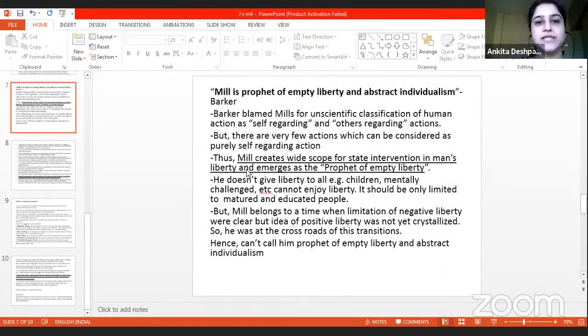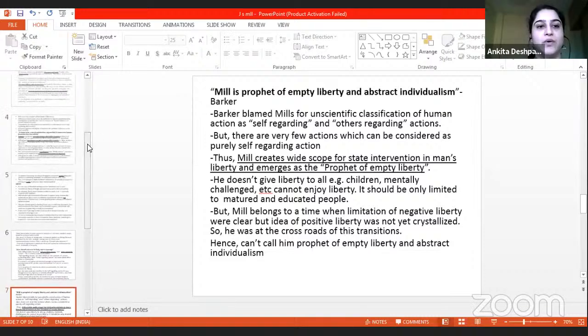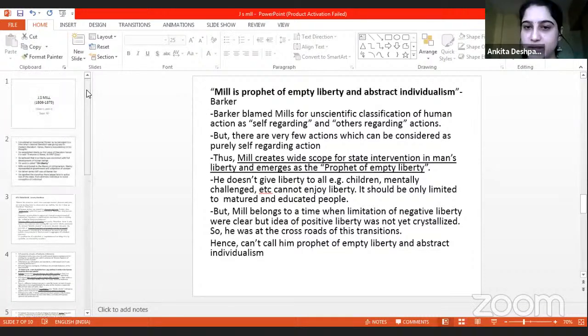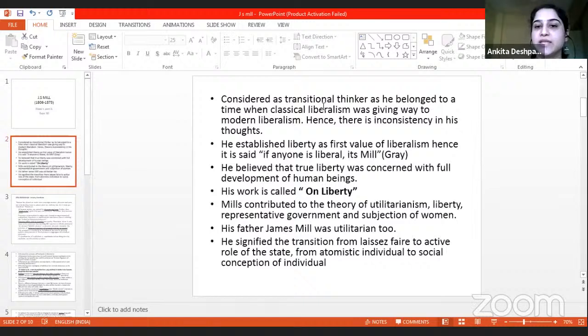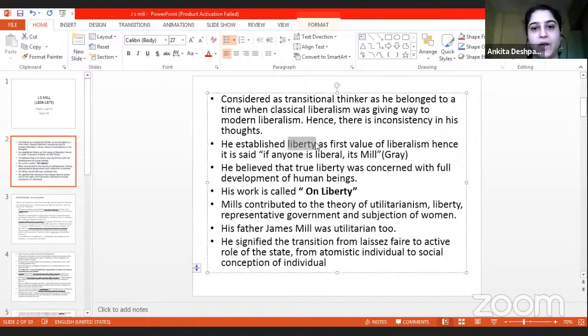Yesterday, I had spoken to you about J.S. Mill, John Stuart Mill. And I told you that when we come to John Stuart Mill, we consider him to be a transitional thinker. Because he is the one person who basically brought the change from classical liberalism, absolute individualism, open market, to proactive role of a state, welfare state concept. That's why we consider him a transitional thinker. Very important because he gives a lot of importance to the concept of liberty. His book is also called On Liberty.